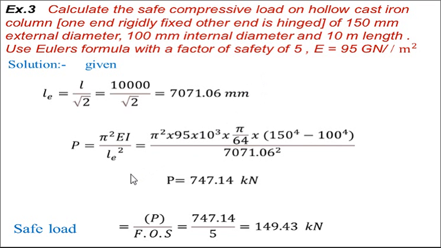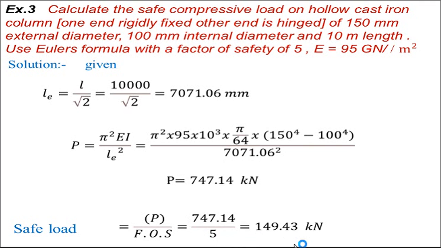In the earlier slides we have seen that the safe load can be determined by taking the ratio of the crippling load and the factor of safety. So here the safe load is equal to P, that is the crippling load, divided by FOS, the factor of safety. We already determined the crippling load P, and the factor of safety is given in the problem. You can see the factor of safety is 5. So you simply put in the factor of safety and you can determine the safe load.